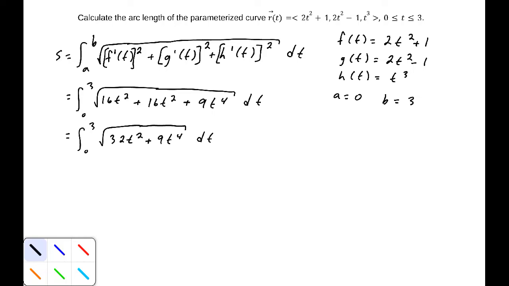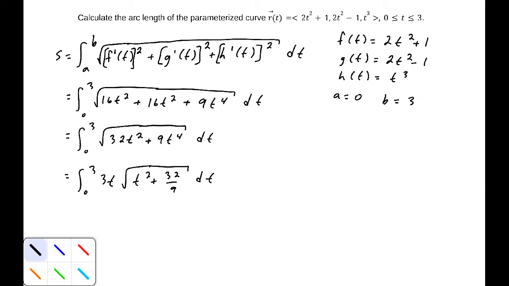Now we might notice we can factor out a t squared. I'm actually going to factor out a 9t squared. This becomes 3t, so the integral from 0 to 3 of 3t times the square root of t squared plus 32 over 9, all in our square root, dt.